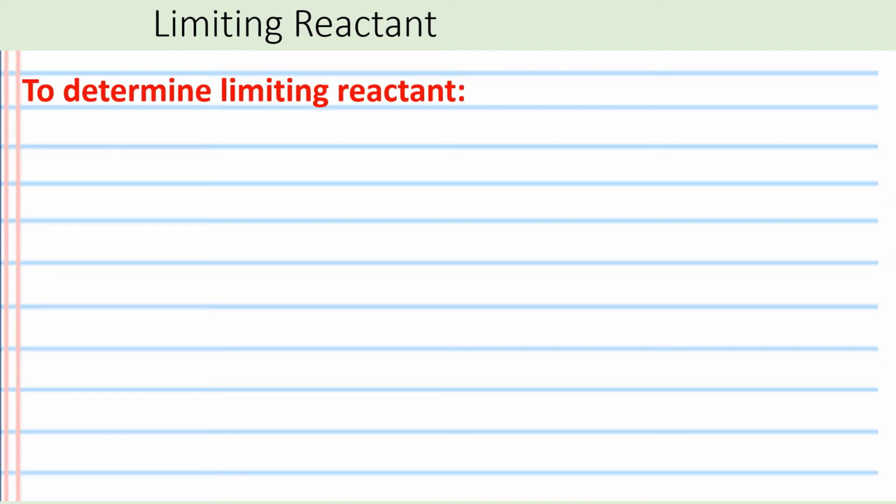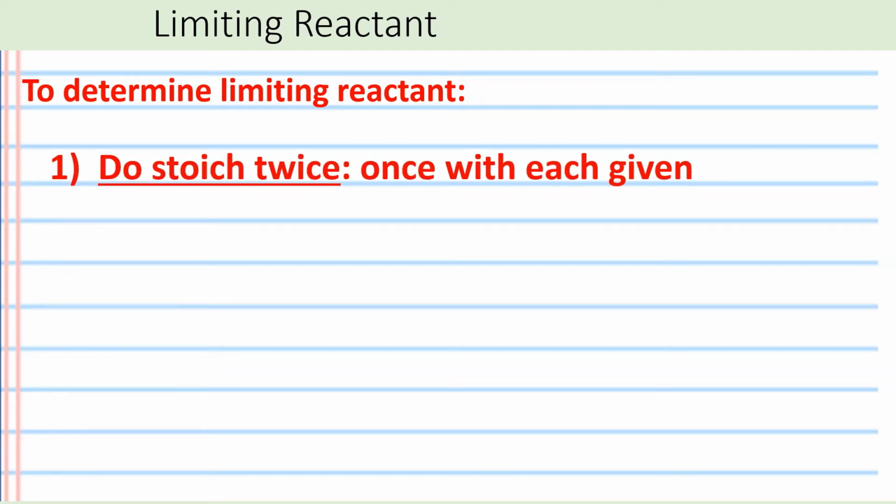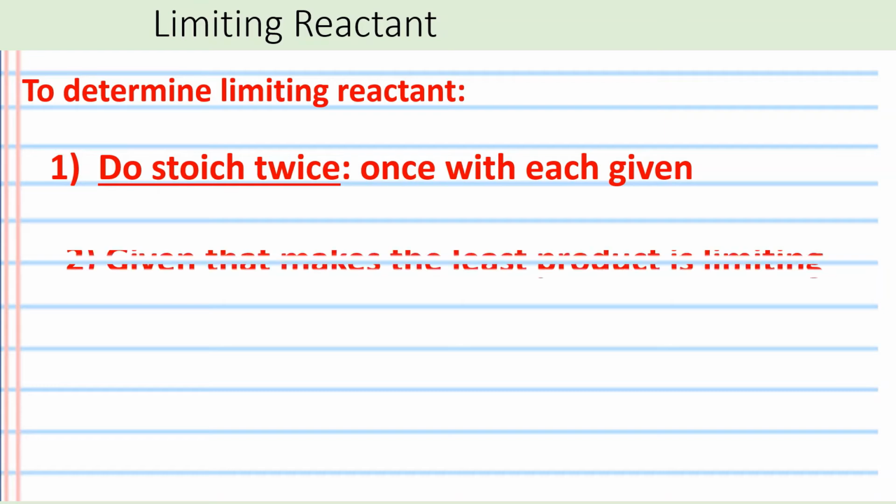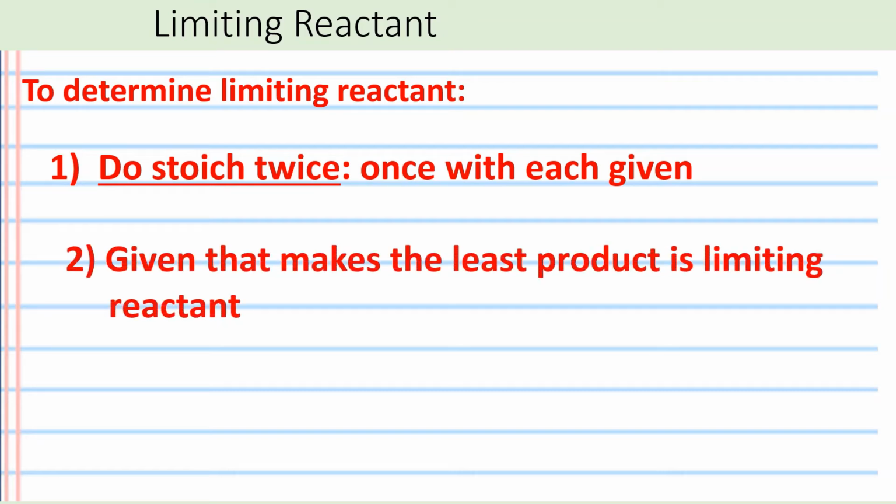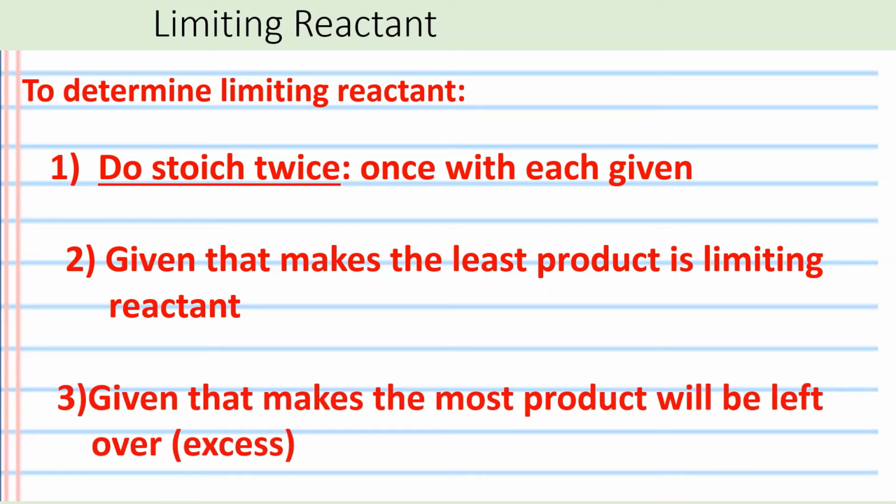And to do that, you're going to set up 2 stoichiometry calculations. First, you're going to calculate how much product is able to be made from your first reactant, and then you're going to set up a new calculation to determine how much product can be made from the second reactant. The reactant that's capable of making the least amount of your product is going to be your limiting reactant, and the reactant that makes the most amount of product is going to be the excess reactant.